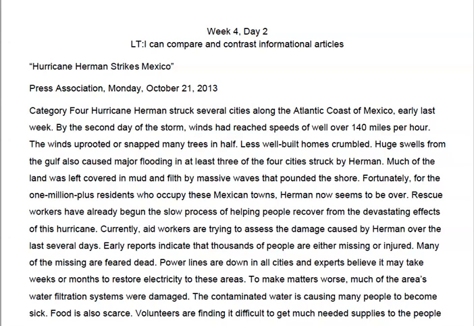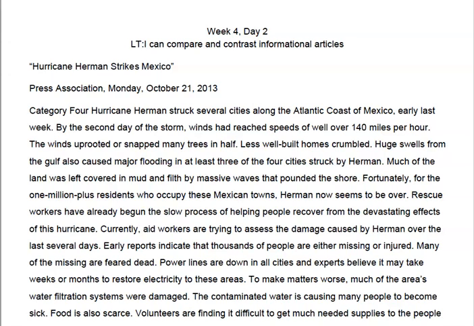Much of the land was left covered in mud and filth by massive waves that pounded the shore. Fortunately for the 1 million plus residents who occupy these Mexican towns, Herman now seemed to be over. Rescue workers have already begun the slow process of helping people recover from the devastating effects of this hurricane. Currently, aid workers are trying to assess the damage caused by Herman over the last several days. Early reports indicate that thousands of people are either missing or injured. Many of the missing are feared dead.